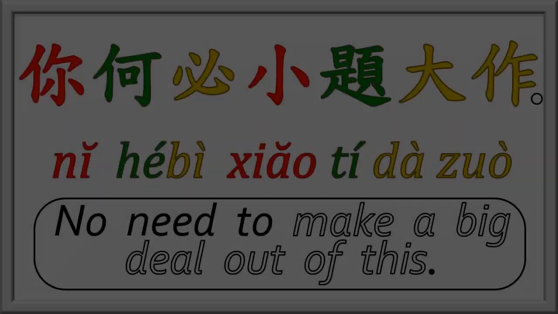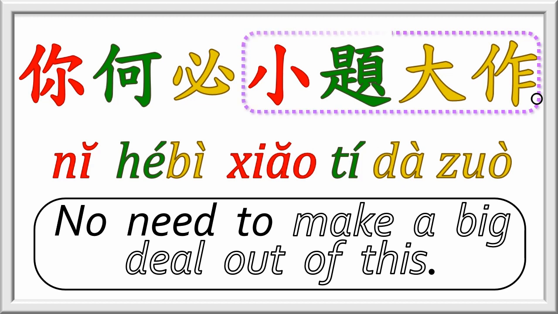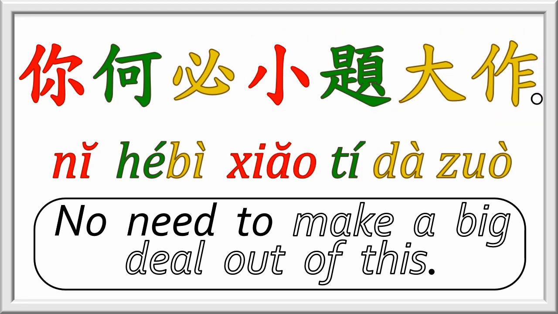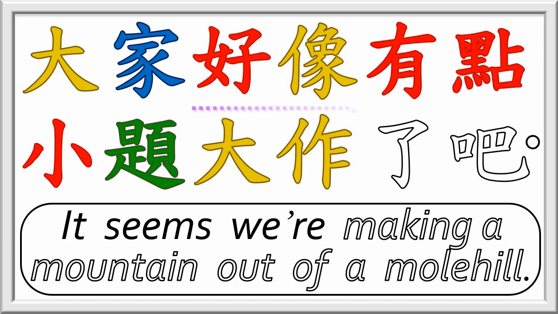A useful four-character idiom is 小题大做. Literally, turn a small problem into a big one. 你何必小题大做? There's no need to make a big deal out of this. 大家好像有一点小题大做了吧? It seems we're making a mountain out of a molehill.